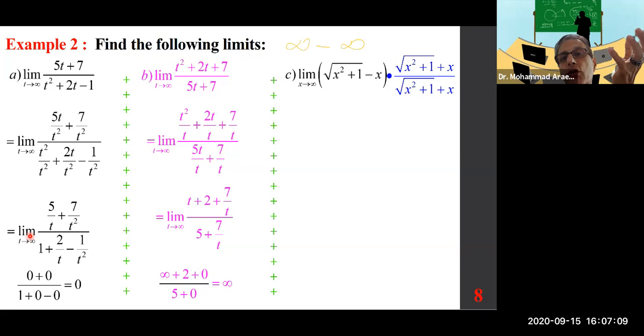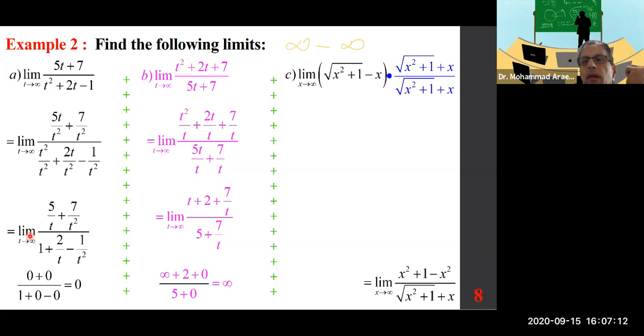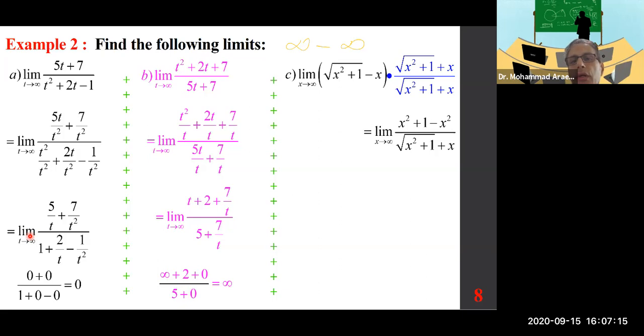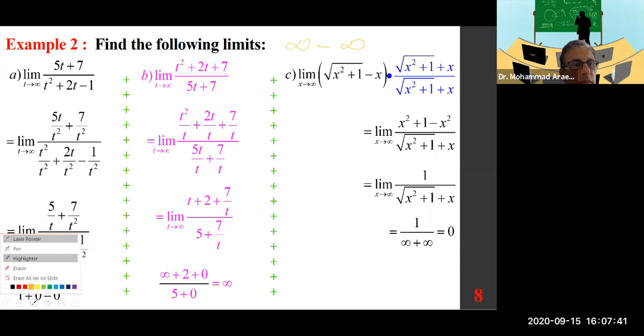So when you multiply, x squared plus 1 comes out. Now x squared and minus x squared cancel each other and the numerator is 1. Now what is the denominator? Each one is infinity, and any number, no matter how large it is, divided by infinity or negative infinity becomes 0. Class, any number you divide by infinity, you get 0.